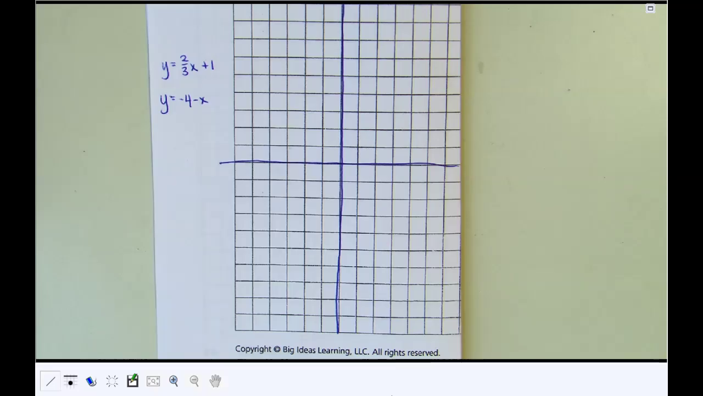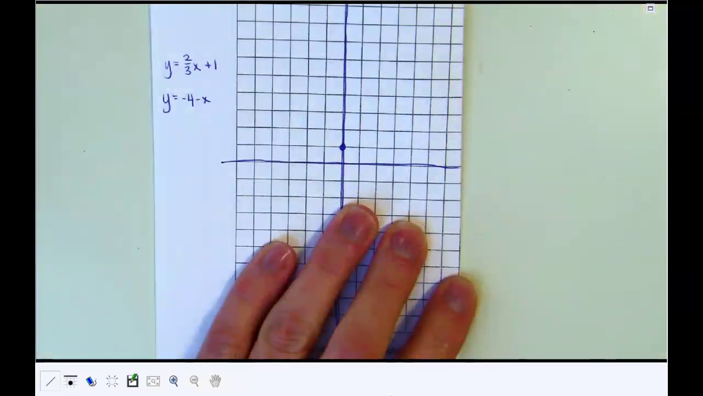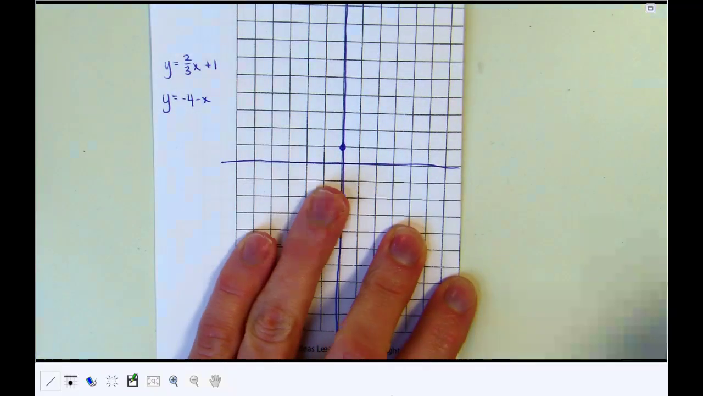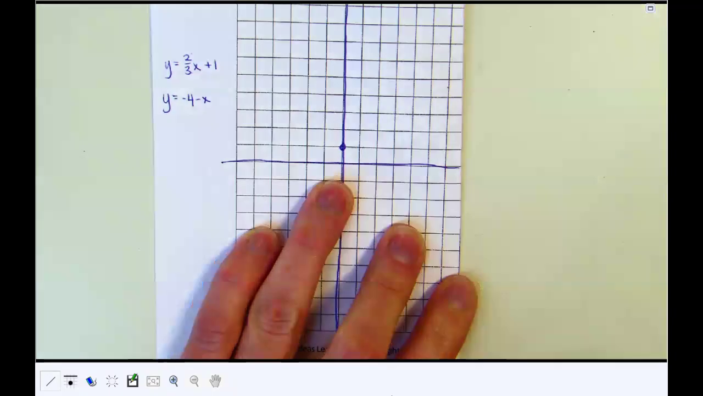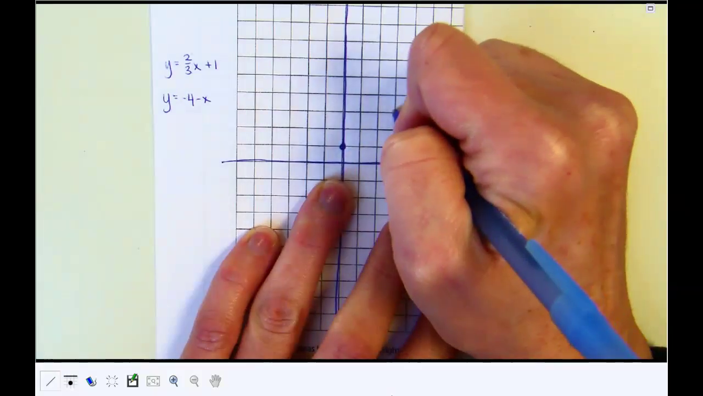How do we know that, Owen? That's not slope. Okay, y-intercept is the one without the x. We always start at the y-intercept. So we're starting at 1 here. And what does the slope tell us to do? Up 2, right 3. So remember, slope is rise over run. So up 2, right 3.